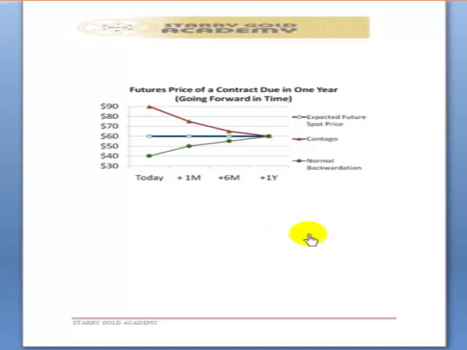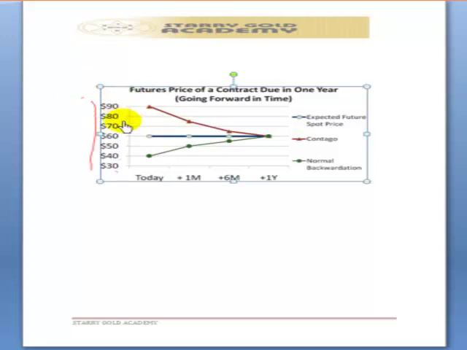And dear student, before we leave this area, let's also use this diagram to make a clearer explanation. These are future prices, the future price of a contract within 1 year, going forward in time. Now we have $30, $40, $50, $60, $70, $80, $90. So if the future price is 90, sorry, this is an expected spot price, which is 60 naira.